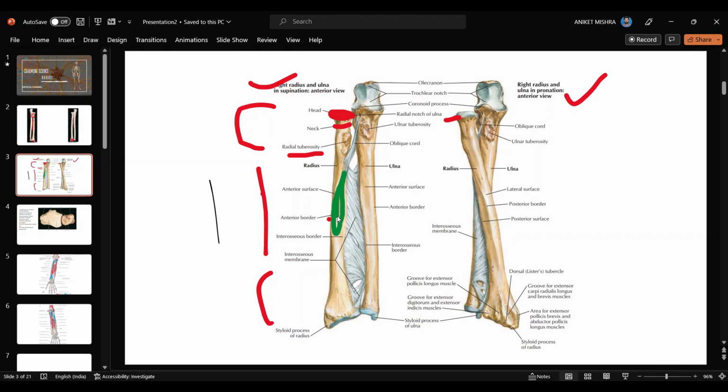So when we talk about the anterior surface, it lies between the anterior and the interosseous border. When we are talking about the anterior border, it starts obliquely from the radial notch and then goes vertically toward the radius, and this is the interosseous border. So the anterior surface lies between the anterior border and the interosseous border.